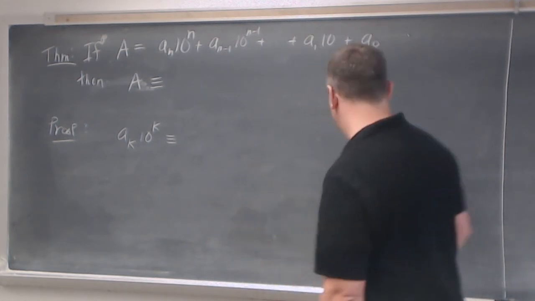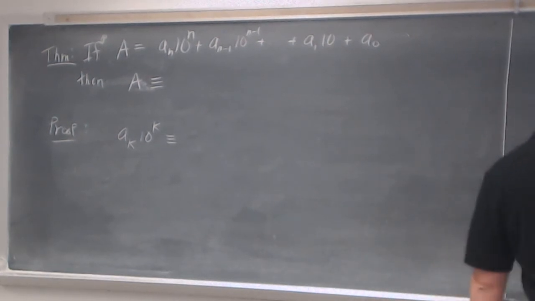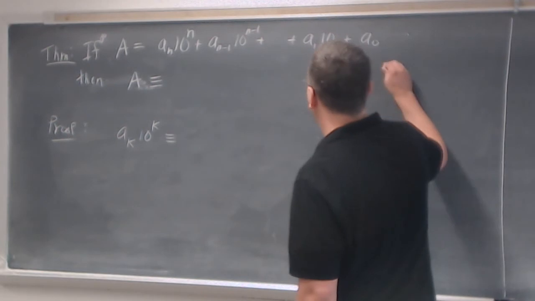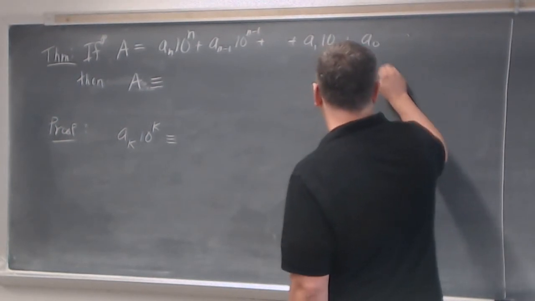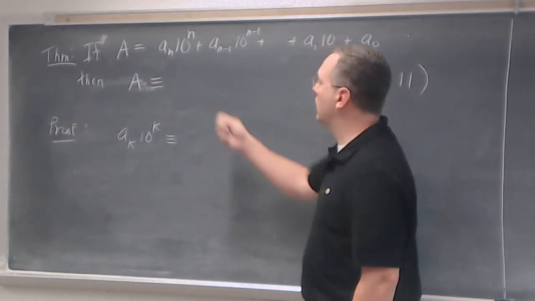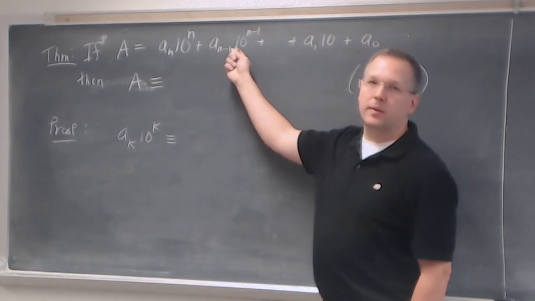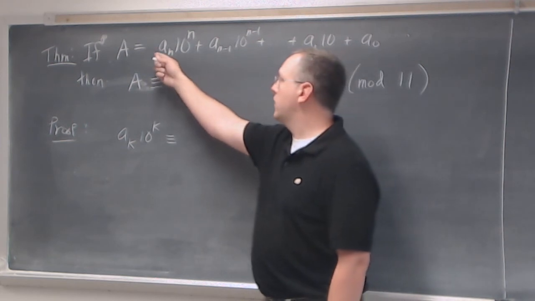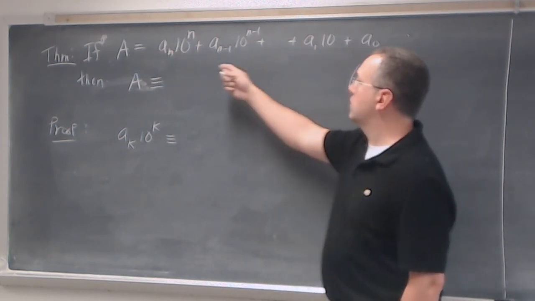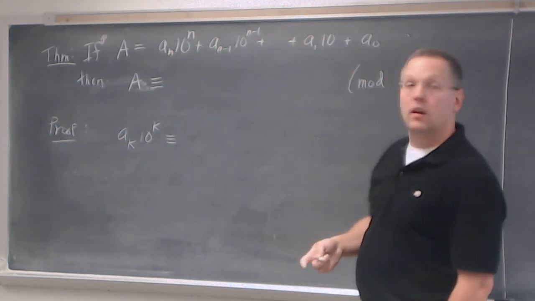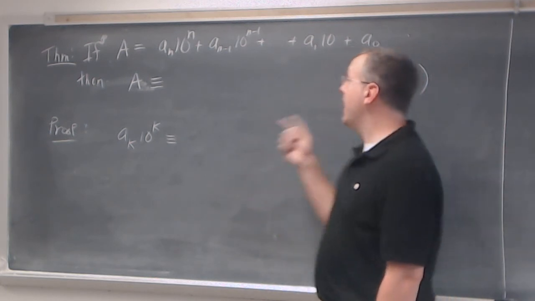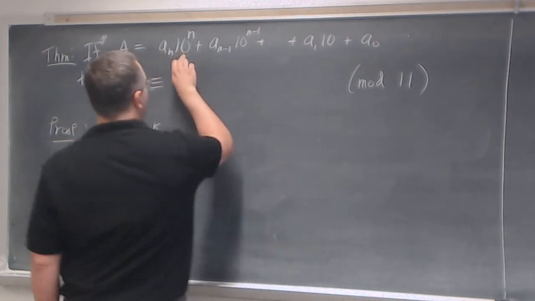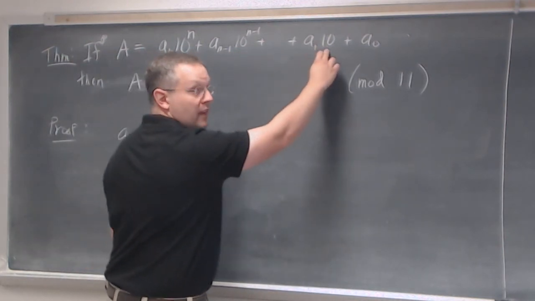But here's a new trick. Bag of tricks. What if I change the modulus in this theorem to 11? Recall that casting out 9s works because 10 is 1 mod 9. Now 10 is negative 1 mod 11. So you see what happens in each one of these terms: you replace 10 with negative 1.